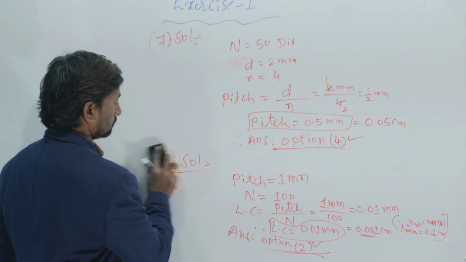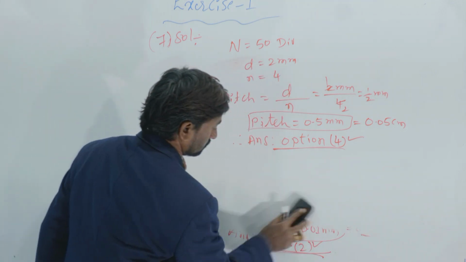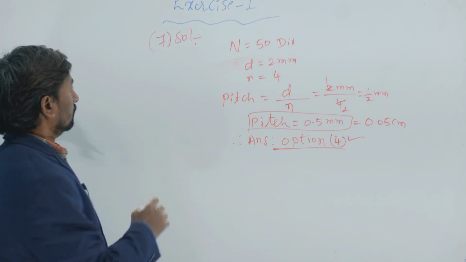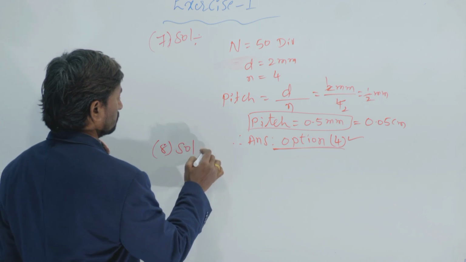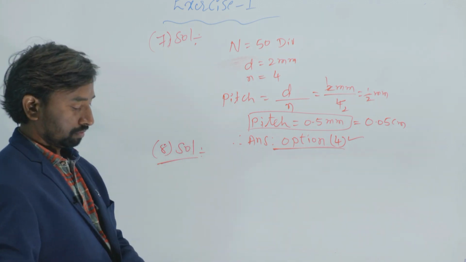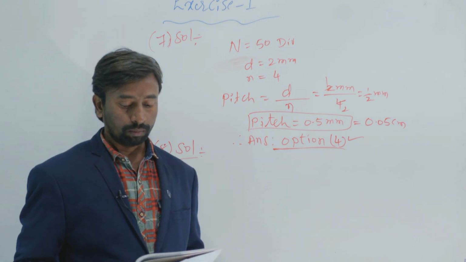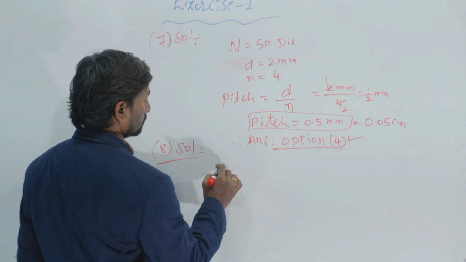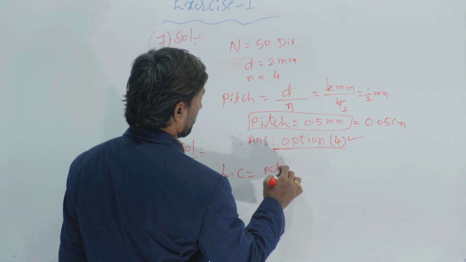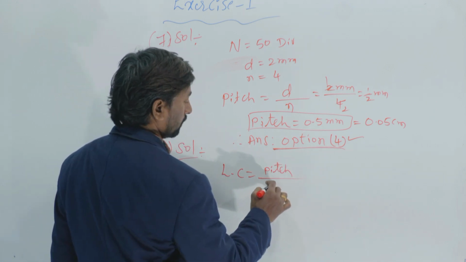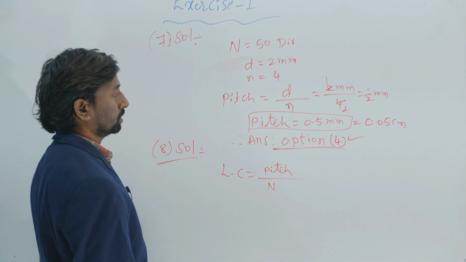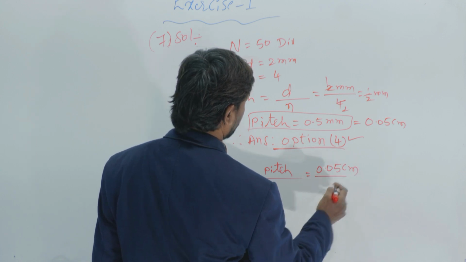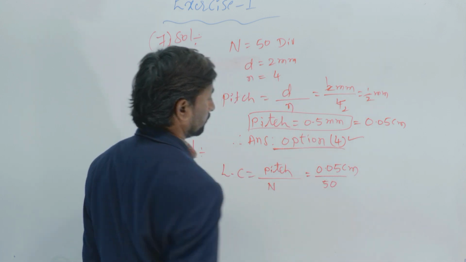Now the 8th one. Eighth solution. In the above problem, calculate its least count. So we should find out the least count. Least count, we know, is pitch divided by the number of head scale divisions or circular scale divisions. What is the pitch we got here? In centimeters it is 0.05 centimeters, divided by 50. The number of divisions is 50.